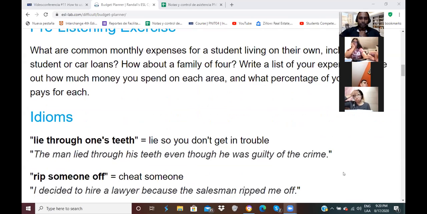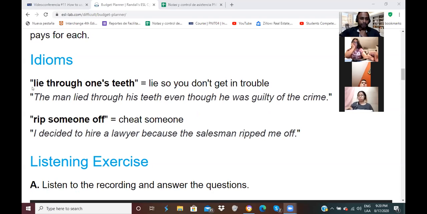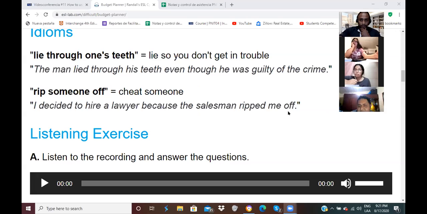Now, what we're going to do is analyze this right here. Idioms. Repeat after me. Lie through one's teeth. Lie so you don't get into trouble. The man lied through his teeth, even though he was guilty of the crime.